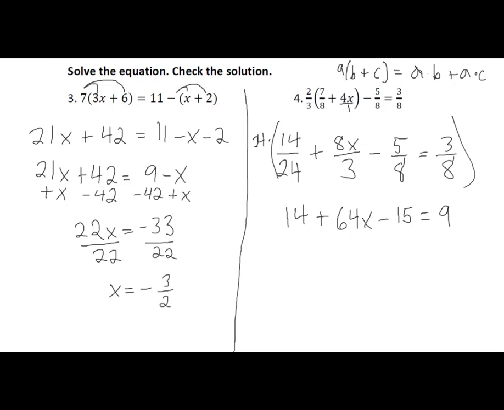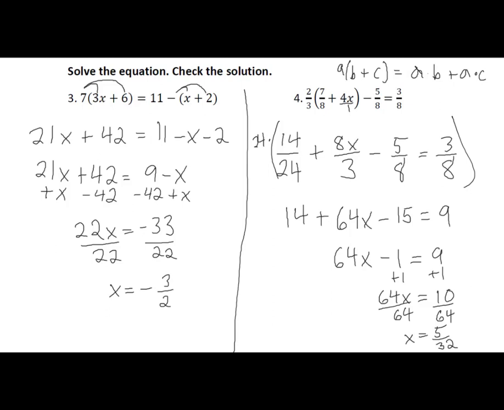And so now I need to get all my numbers over to one side, but I can see that I have a number here and a number here, so I can combine those. And 14 minus 15 is negative 1 equals 9. Add 1 to both sides, and you get 8x equals 10. Divide both sides by 8. And x equals 10 divided by 8, those are both even numbers, so you get 5 divided by 4.